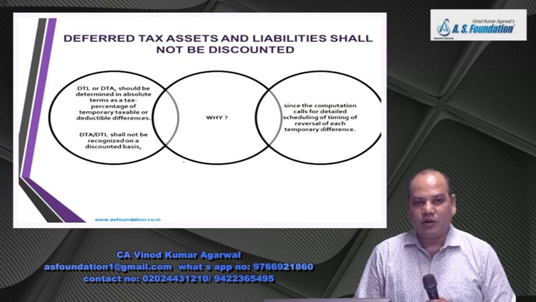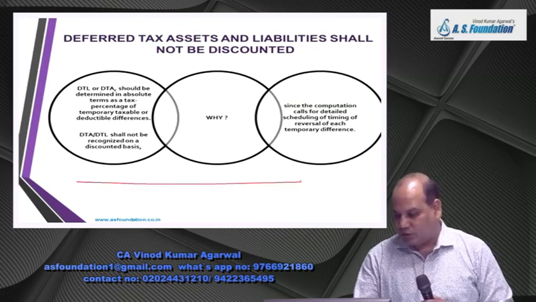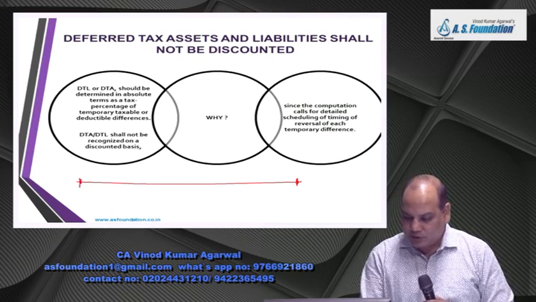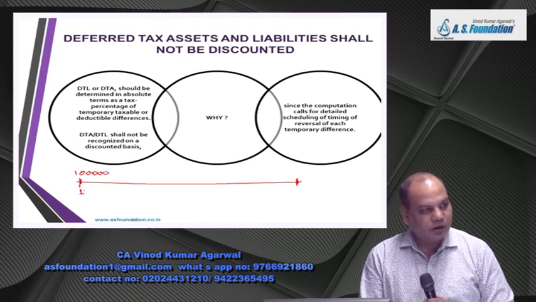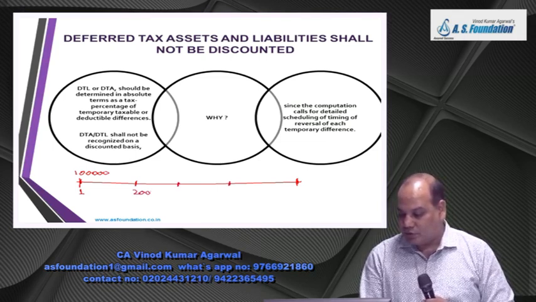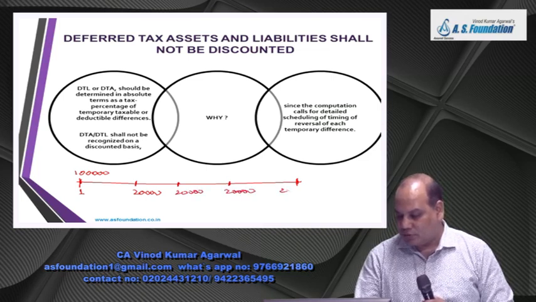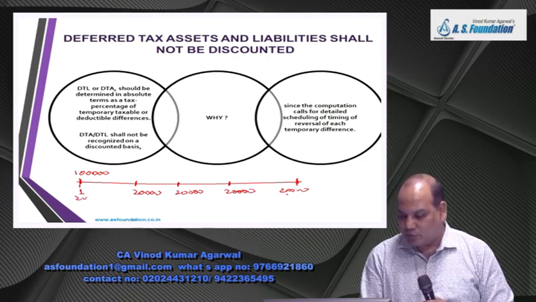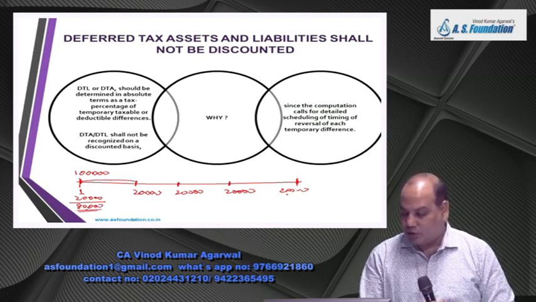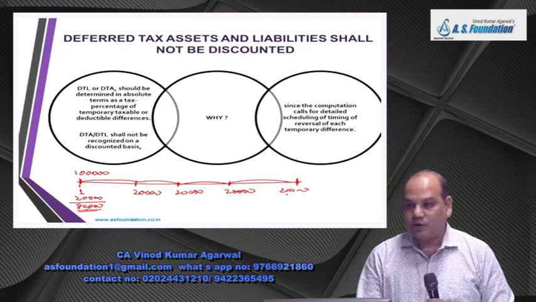Because in all other standards, if there is a timing issue, say for example you got 1 lakh depreciation deduction in the very first year, 100%, and now it will reverse over the next 4 years, 20,000, 20,000, 20,000, 20,000, and 20,000 we have already provided in the books in the first year. A difference of 80,000 will arise in the first year and it will reverse over 4 years.